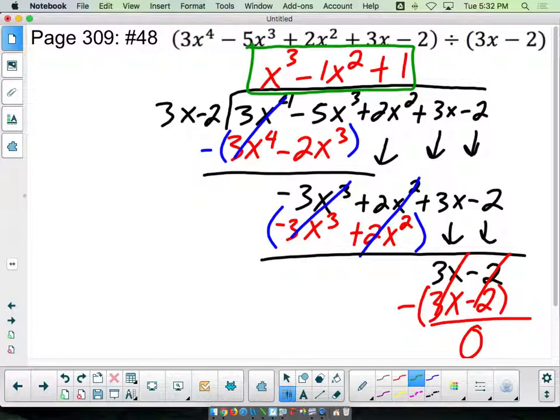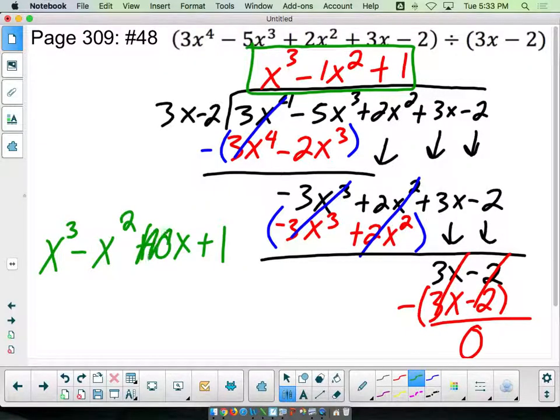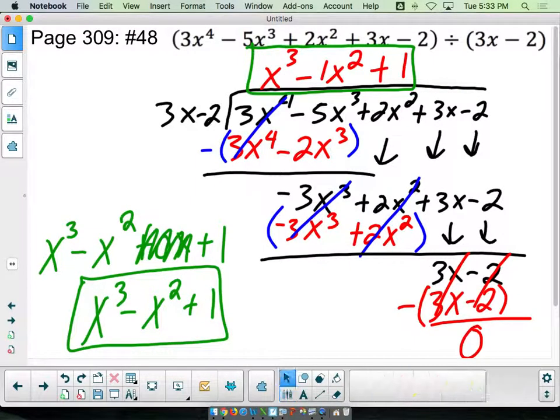You do not have to put in the 0. So we talked about with synthetic division. Oops. You do not have to write your answer like this. You do not have to put the plus 0x in there. Since we're writing the final answer, this is not necessary. So you can just write it like x cubed minus x squared plus 1.